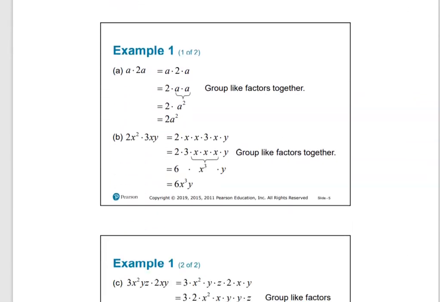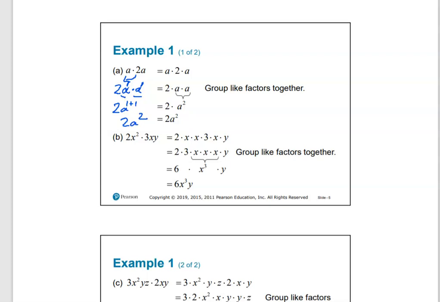We've got two examples here. The first example says to do a times 2a. Well, I like to put the number in the front, so I'm going to move my 2, and then I group the things that are alike. So a times a, and whenever you're multiplying things that have the same base, they're both a's. This is a to the first, this is a to the first. You just add the exponents. So a to the 1 plus 1, which would get you 2a squared.